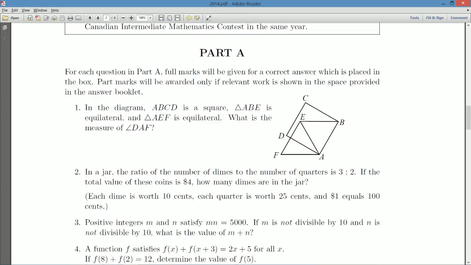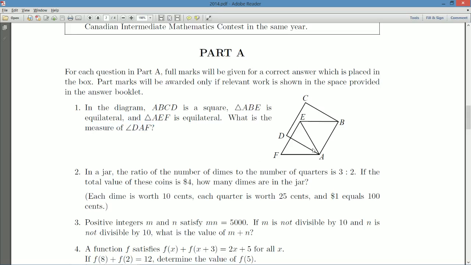So let's get into Part A, question number 1. It's a diagram-style question. In the diagram, ABCD is a square, so it's going to have constant side length and all right angles. Triangle ABE is equilateral, and triangle AEF is equilateral. What is the measure of angle DAF? This angle splits it right here.